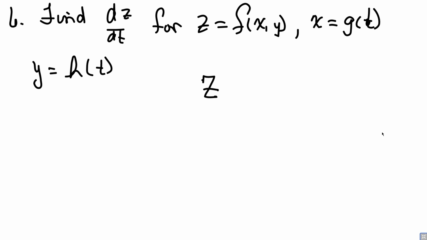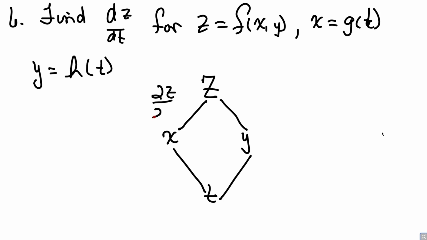In the middle we're going to have x and we're going to have y, and at the bottom we're going to have t. Okay, so we're going to have a branches to here, and here. All right, so from z to x, we're going to do the partial of z in respect to x. And if we go from z to y, we're going to do the partial of z in respect to y.